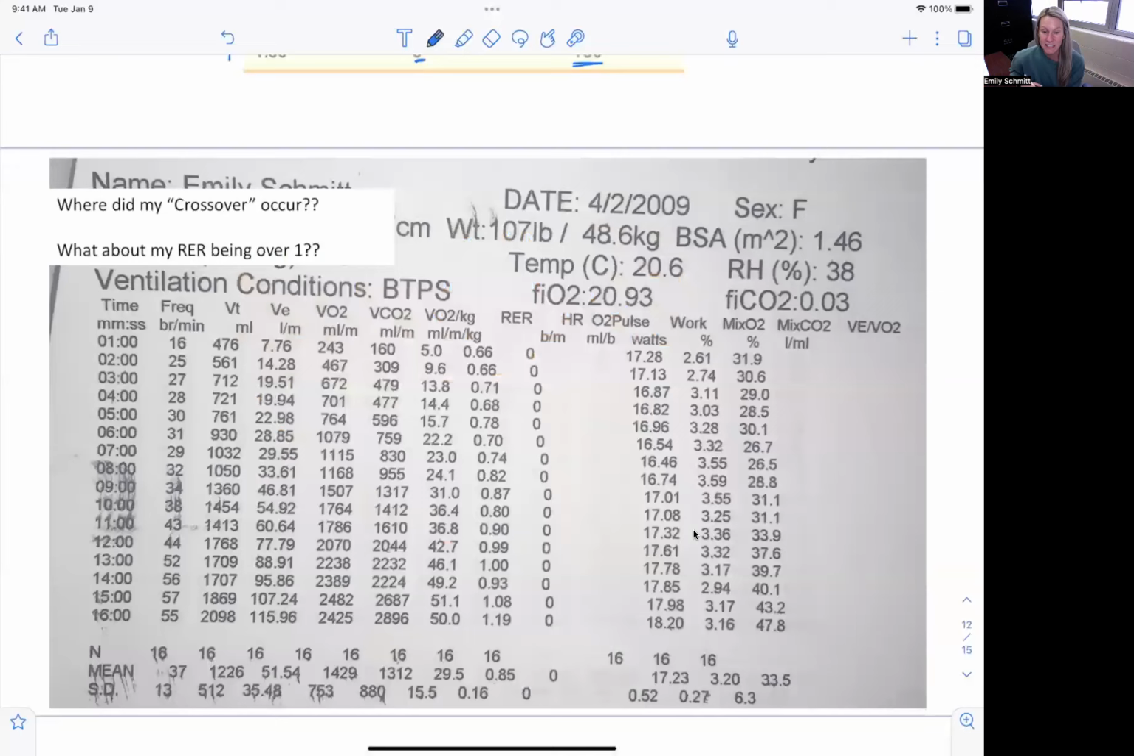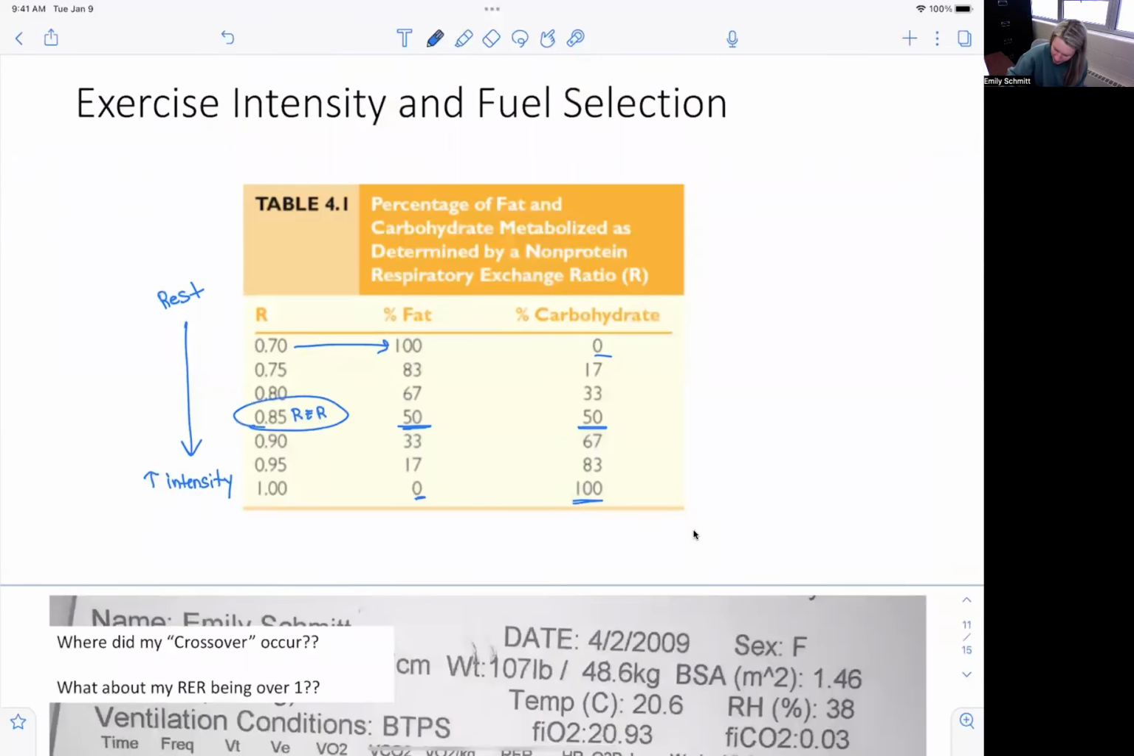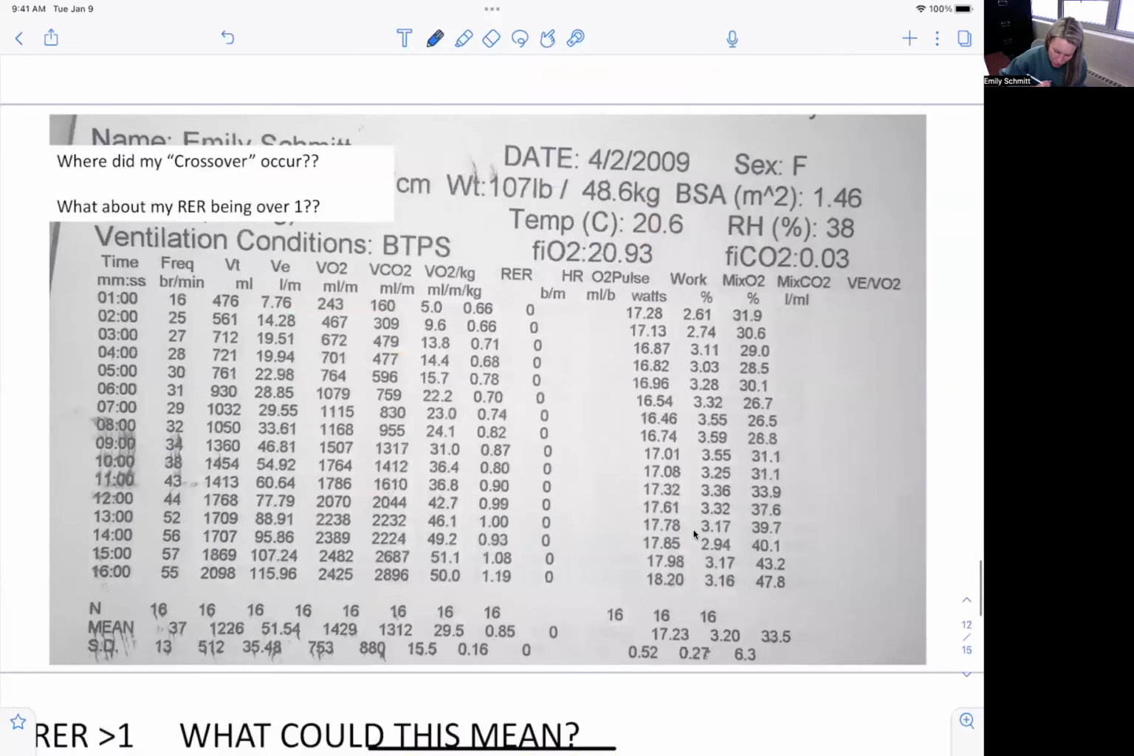So here we are revisiting my lovely VO2 max printout from many years ago. I have a couple questions. Where did my crossover occur, meaning where was my RER 0.85? And what about my RER being over 1? Let me reorient you here since this is off center. These are my RER values, and we are looking for an RER of 0.85, which is right about here, around the 8.5-minute mark of my VO2 max test. So we know that here is when we have 50% fats and 50% carbs.